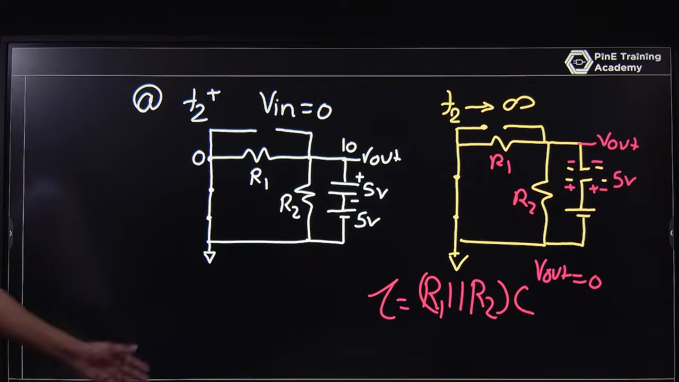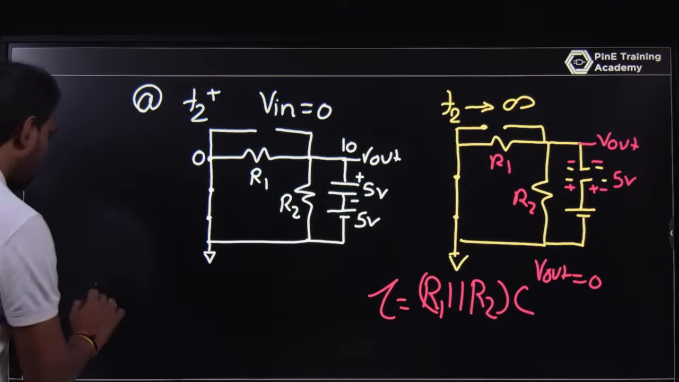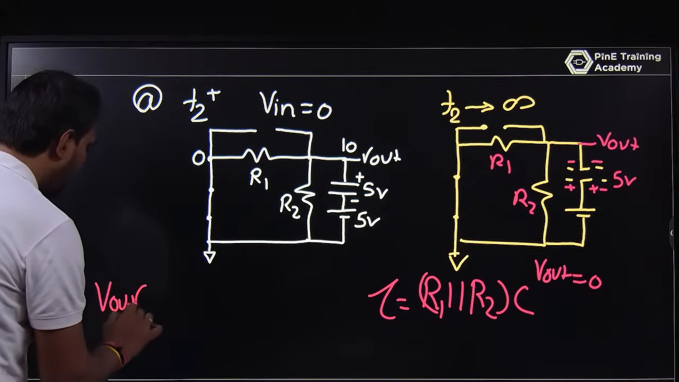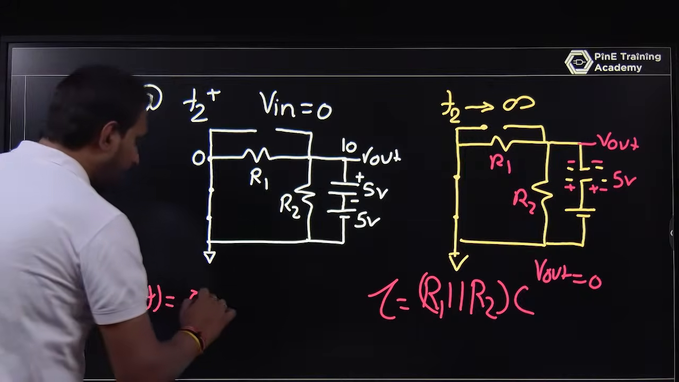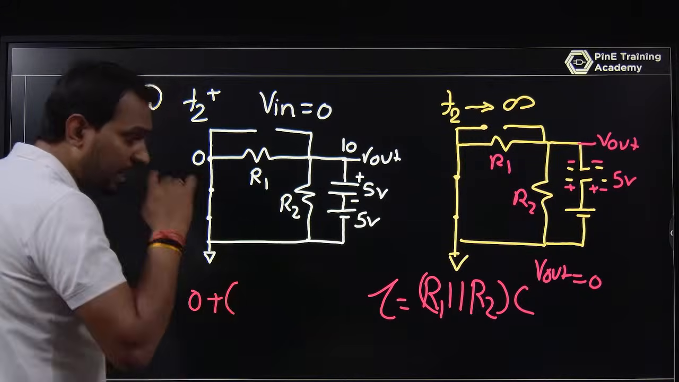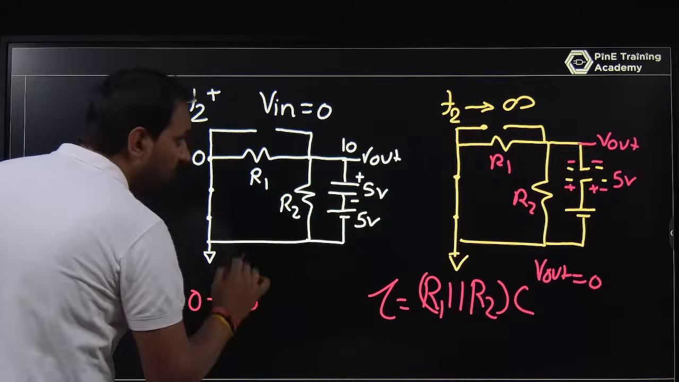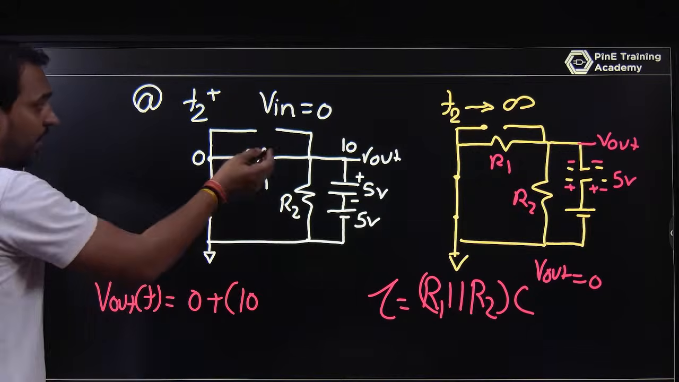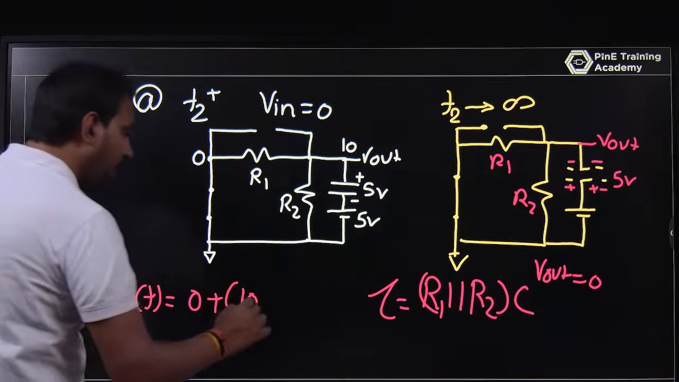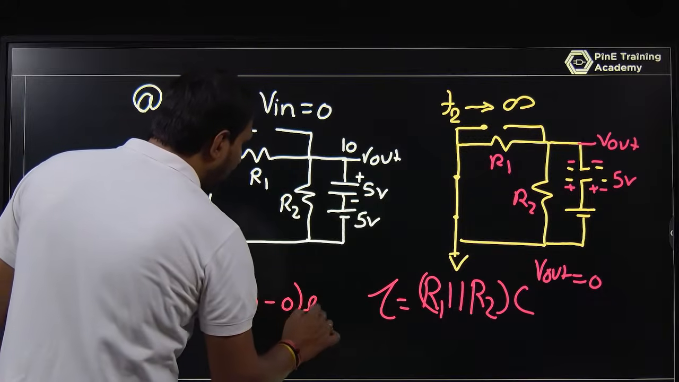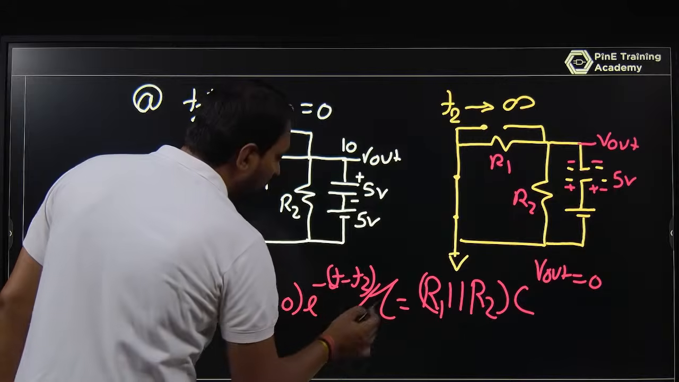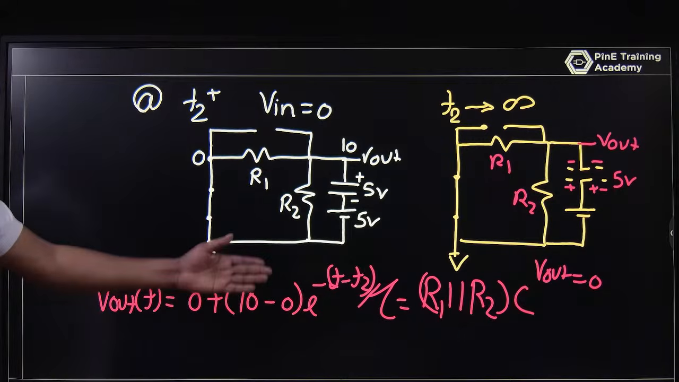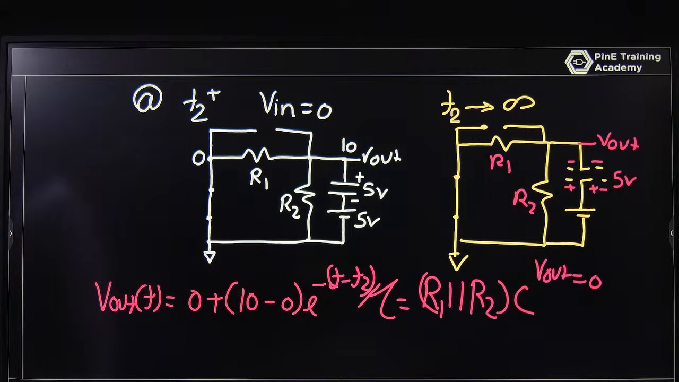So you can write V out after t2 plus. What is V out of t? Finally it will be 0. Initially it is 10 volt. Initially it will be 10 volt, and finally it will be 0, with e to the power of minus (t minus t2) upon tau after t2, where tau is R1 parallel R2 times C.